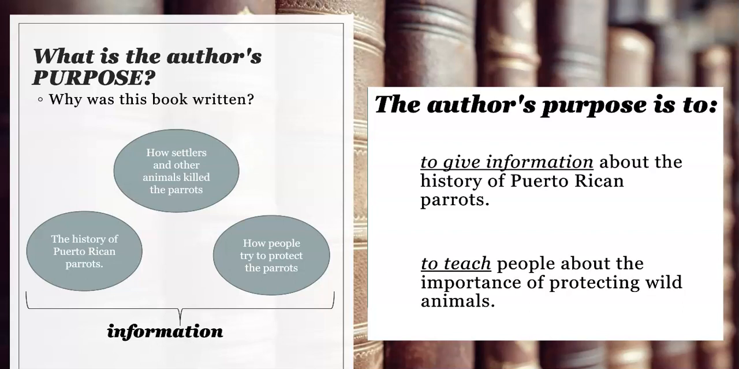Once we identify what the book is mostly about and how it made us feel and how we thought about the text, which is stuff we've all covered in previous lessons, then we can infer the author's purpose for the text. So for Parrots of Puerto Rico, the author has 2 purposes: to give information and to teach people, which, coming from a teacher, is slightly different. All right, let's move on to our second example.